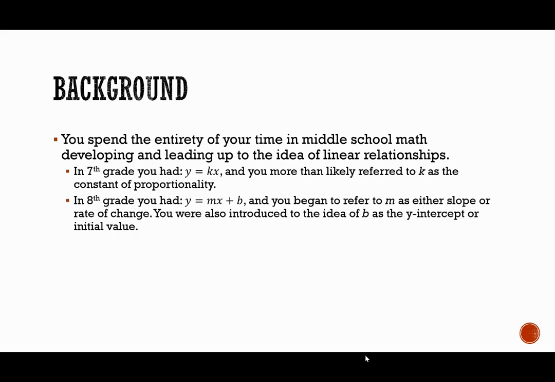Then in the eighth grade, you're introduced to slope-intercept form, y equals mx plus b, and you start discussing m as slope as opposed to constant of proportionality. And rate of change is another vocabulary term that we use almost interchangeably with slope, even though slope refers to the graph, whereas the rate of change is talking about the real world context. And additionally, in eighth grade, you were introduced for the first time to b as this idea of your initial value or y-intercept on the graph.